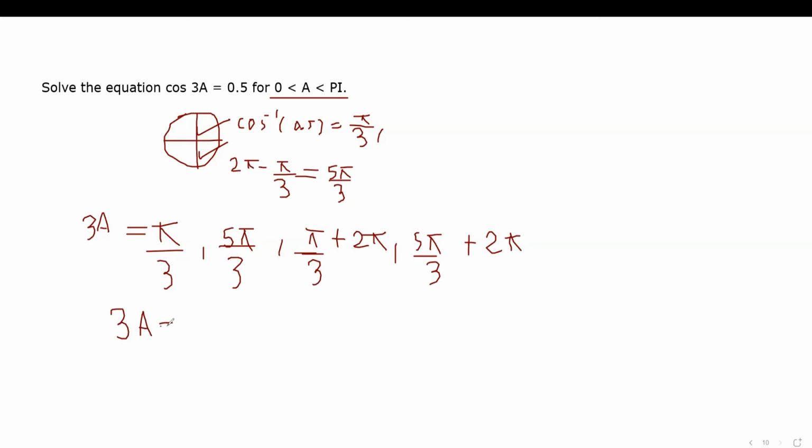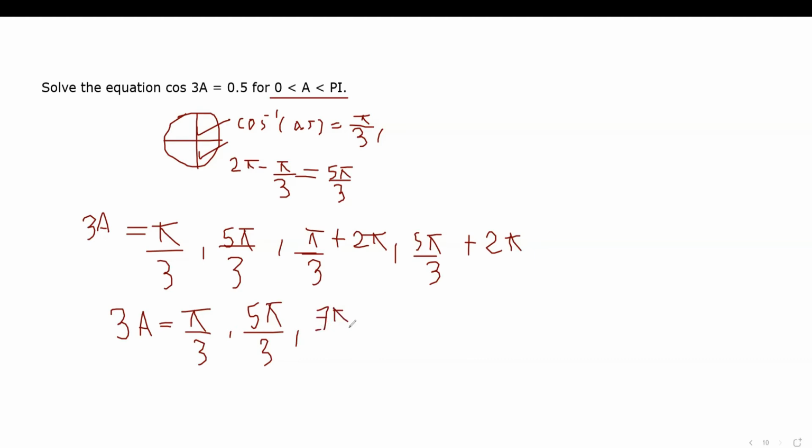So what we're going to get is 3a equal to pi by 3. Next answer is 5 pi by 3. Then pi by 3 plus 2 pi, if you were to add them here, multiplying up by 3, you get 6 pi plus 1, that's 7 pi by 3.